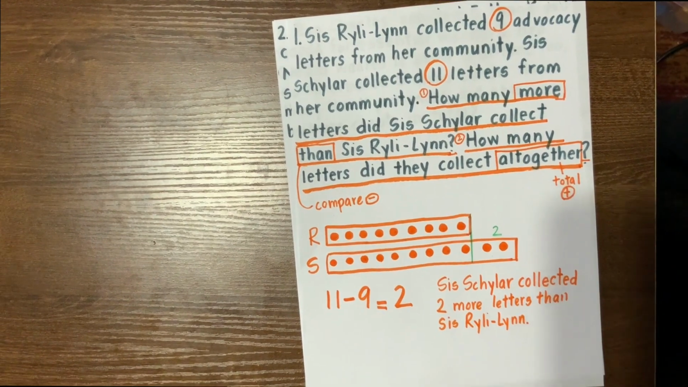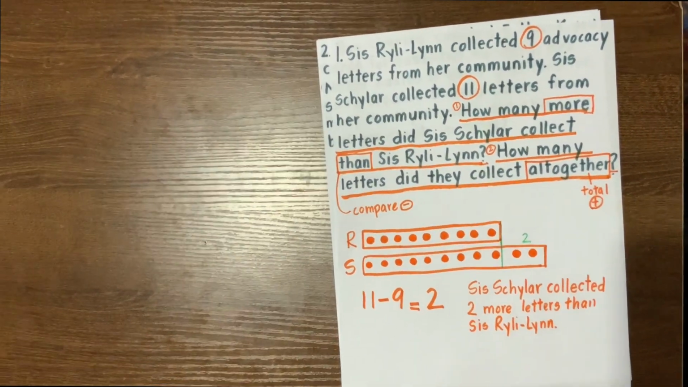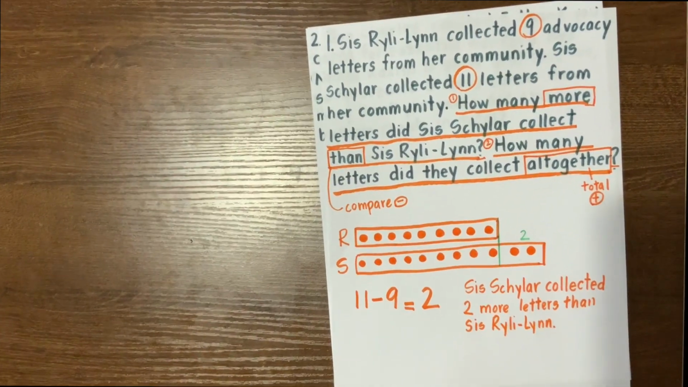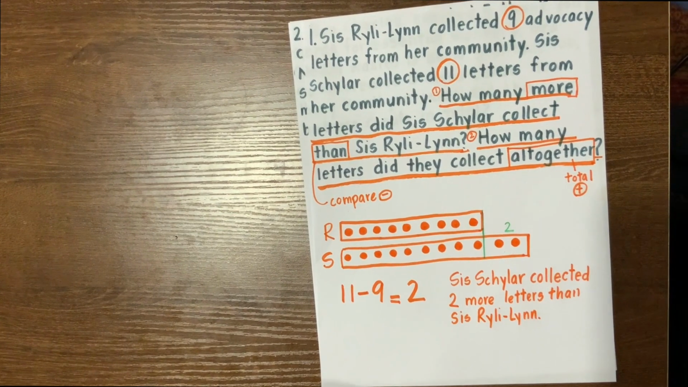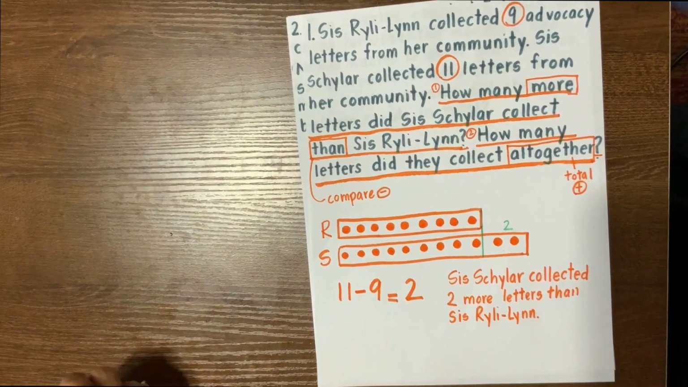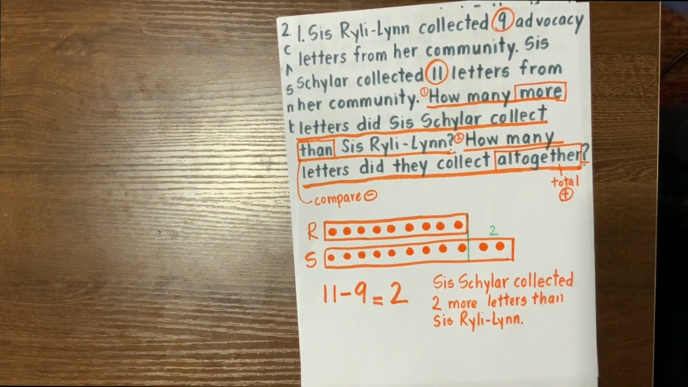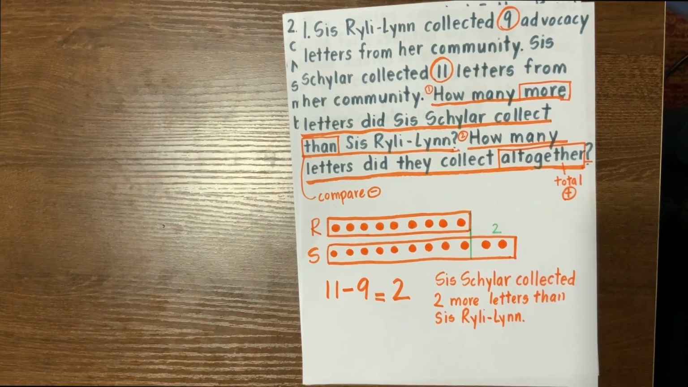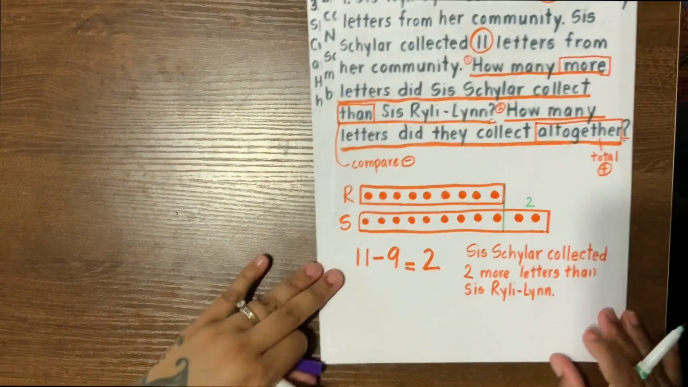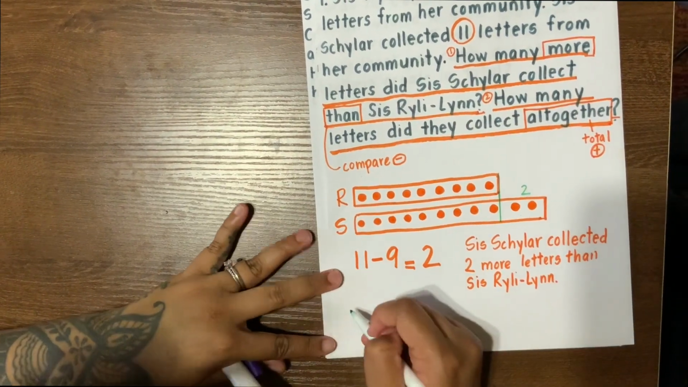All right, good, congregation, but now we have to answer our second question. How many letters did they collect altogether? When we solve for a total, we know that we have to do part plus part. So we're going to add our first part, 9, to our second part, 11. All right, I'm going to draw another model. So I'm going to grab my green marker this time. And I'm going to begin by drawing Sister Riley's 9 letters.